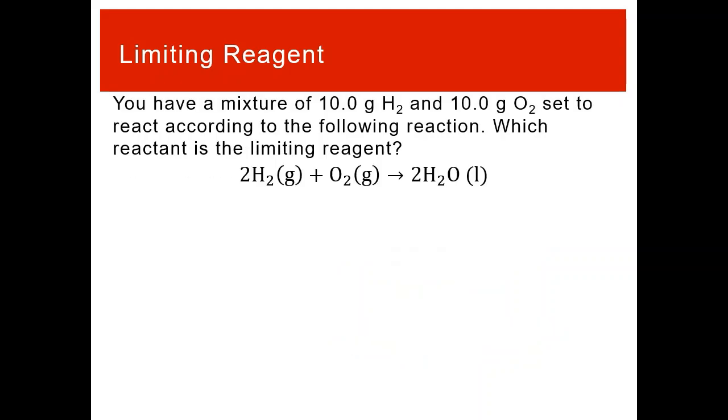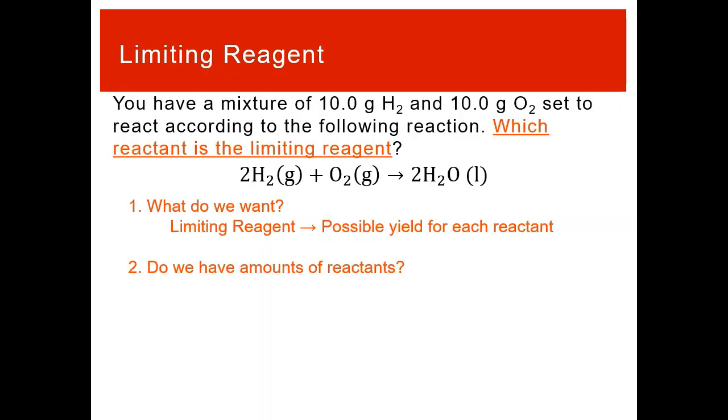You have a mixture of 10 grams H2 and 10 grams O2 set to react according to the following reaction. Which reactant is the limiting reagent? What do we want? You can see it's limiting reagent. And so limiting reagent is an idea that always has a process associated with it. We figure out the possible yield for each reactant. Whenever you're told you want limiting reagent, that's what you need to do.